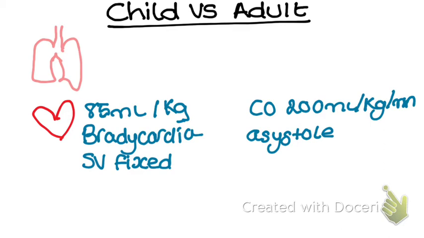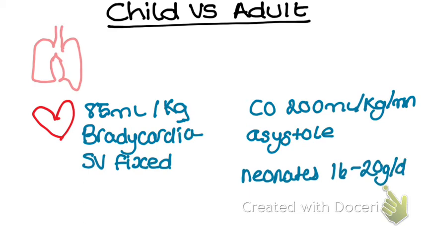Neonates have a higher hemoglobin of about 16 to 20 grams per deciliter. So that's their Hb. And there is a variety in the normal heart rate and blood pressure of children of different ages.